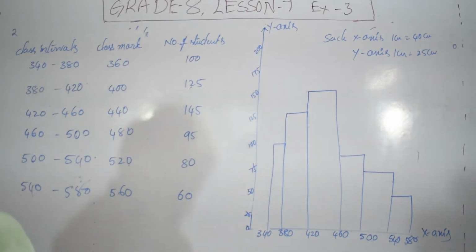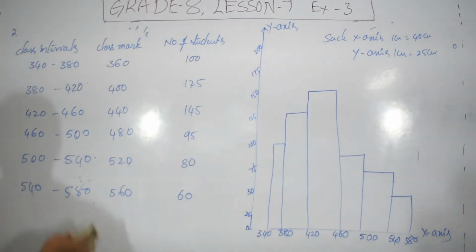Next question. Weekly wages of 250 workers in a factory are given in the following table. Construct a histogram and a frequency polygon on the same graph for the data given. So here it is asking for both. For the frequency polygon, we find the midpoint.